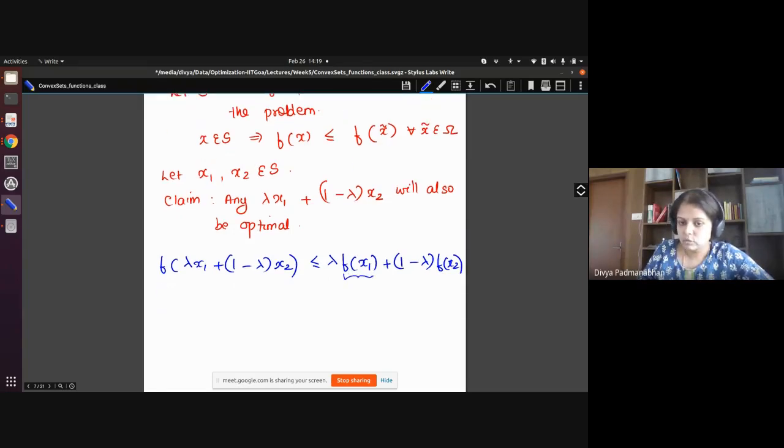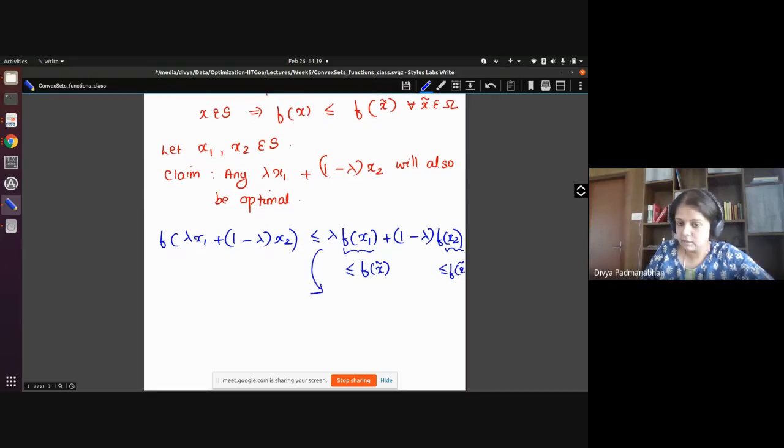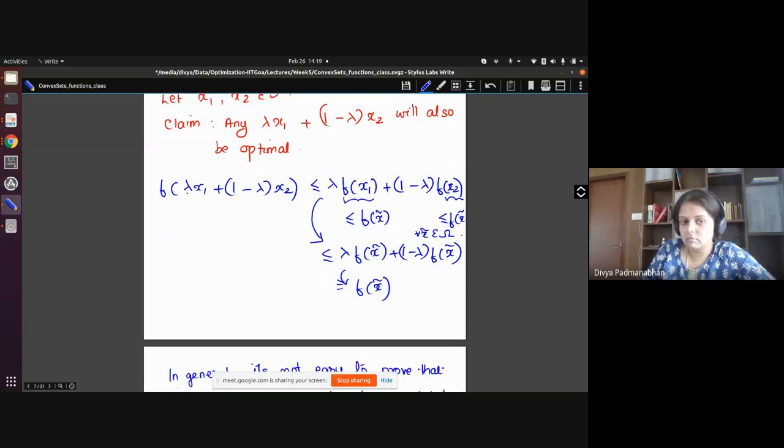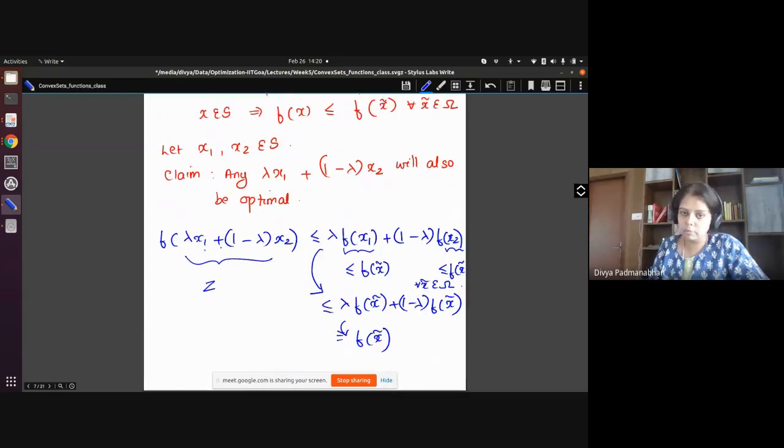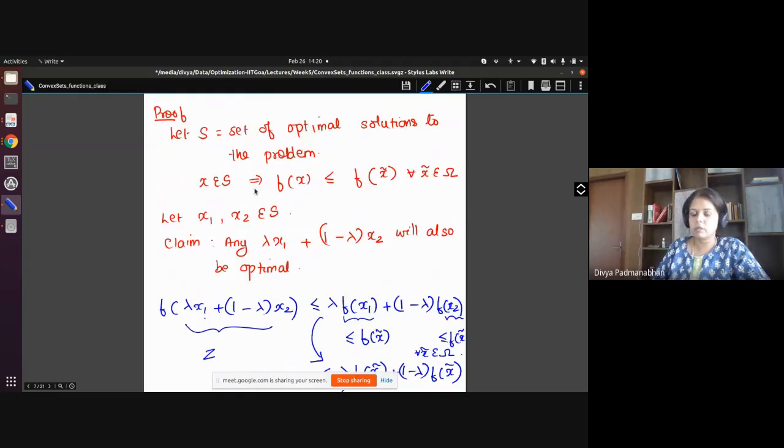And now we know that f of x1 is going to be less than or equal to f of x tilde for all x tilde in the set, because x1 is optimal. And similarly, f of x2 is also going to be less than or equal to f of x tilde. So overall, this quantity is going to be less than or equal to lambda times f of x tilde plus 1 minus lambda times f of x tilde. Okay, so this is just f of x tilde. This is true for every x tilde in the set. So what you have just shown is that the new point you take, z, also satisfies the property that f of z is less than or equal to f of x tilde for every x tilde in the set. So z is also an optimal point. Okay, so z also lies in S. Okay, is this clear?